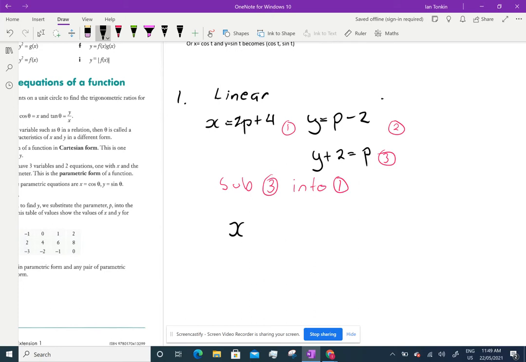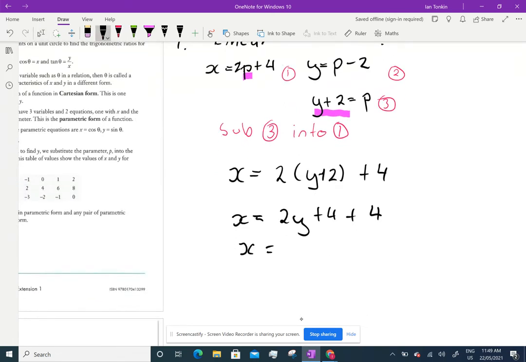And when I do that, I get x equals 2(y plus 2) plus 4. So all I've done is put that in where the p is. Now I just simplify: x equals 2y plus 4 plus 4, x equals 2y plus 8. Bring everything over to get x minus 2y minus 8 equals 0. And that's the general form of the equation, and we know that's a straight line, so we're pretty good with that.